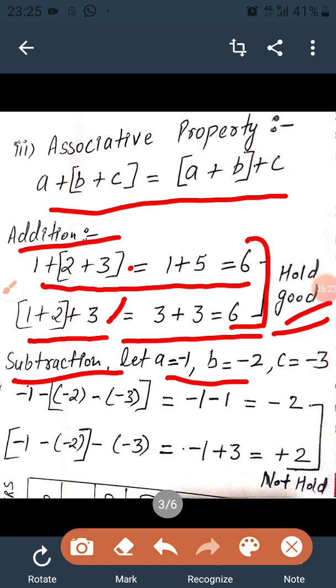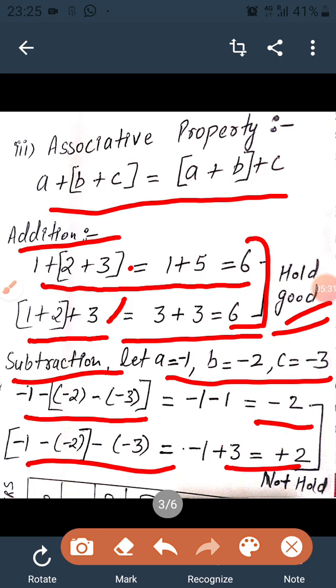Now let us check for subtraction. For subtraction, we are taking the same numbers, only the sign is changing here: 1, 2 and 3. So for the LHS we are getting -2, and for the RHS we are getting +2. Therefore this property is not closed for subtraction.